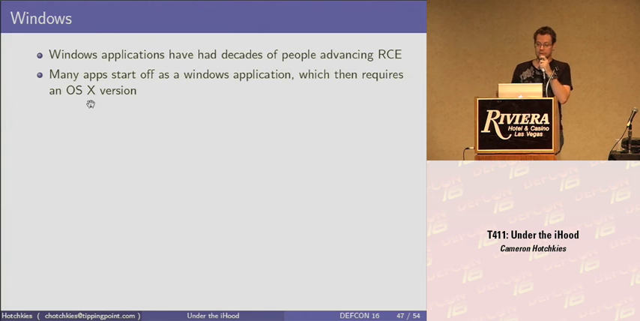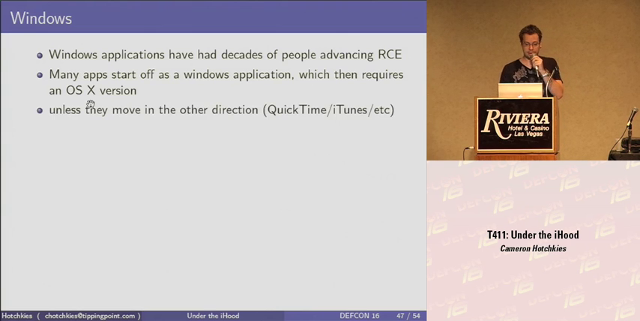So usually they're going to switch over and write to Carbon, and you're going to see a lot of really weird stuff. Unless they move in the other direction, because you work for Apple and they're like, we totally need Safari on Windows, because that makes sense.